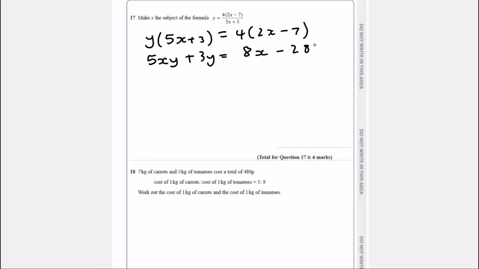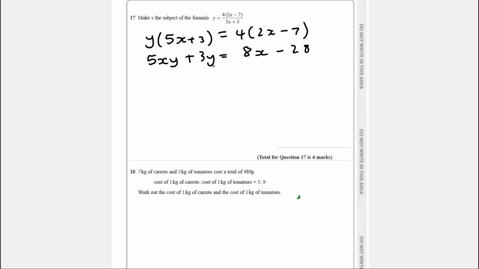We want x to be the subject. So we want all the x's on the same side. The problem here is we've got 2 lots of x's. So we're going to get them to the same side, and then we're going to factorize out the x. I'm going to move the x's over to the right side, just because I prefer my other terms to be positive. It wouldn't be wrong if you did it the other way. You'll just end up with an equivalent answer.